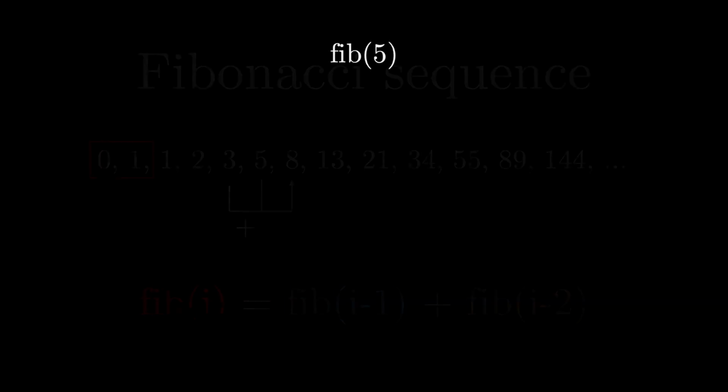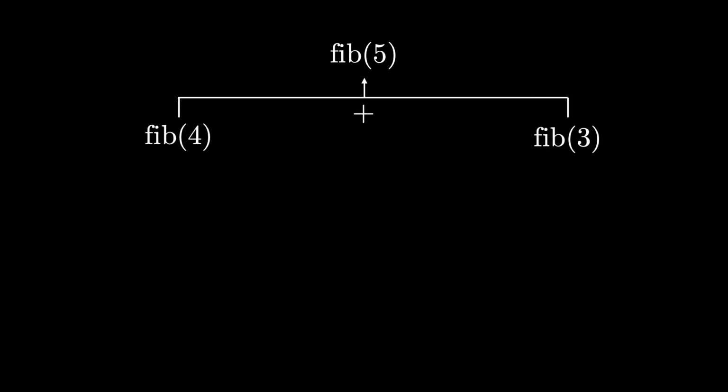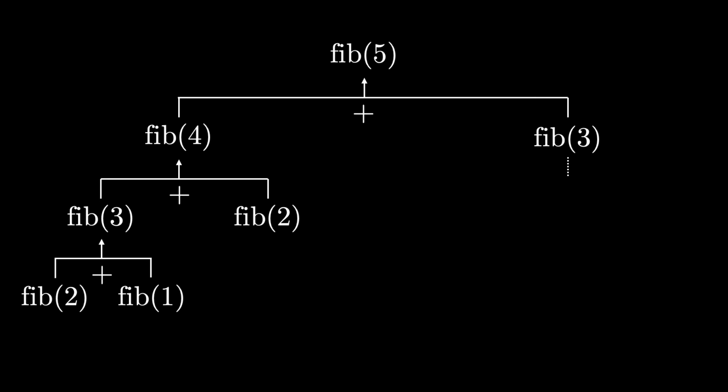Say we want to compute the fifth number. Well, it is nothing more than the sum of the fourth and third Fibonacci number. But since we don't know any of those two yet, let's figure it out. Since the procedure is the same for both branches, we will focus on the left one. The fourth Fibonacci number is the sum of the third and second number, and the third number is obtained by adding up the first and the second.